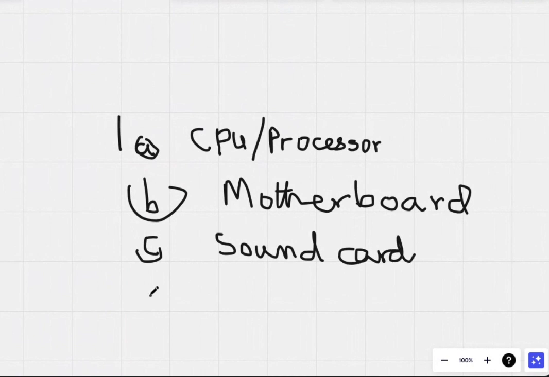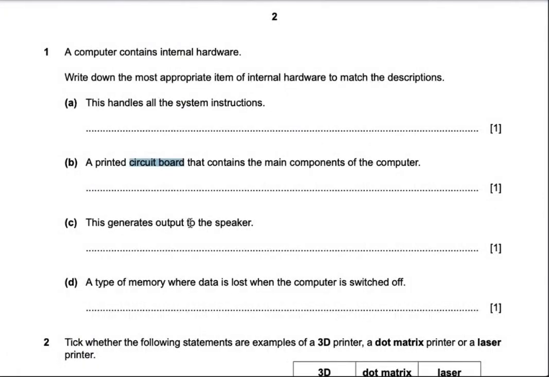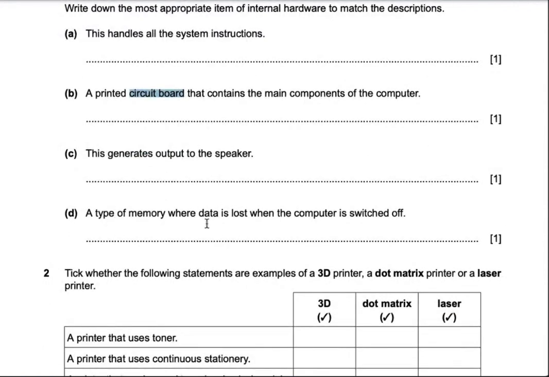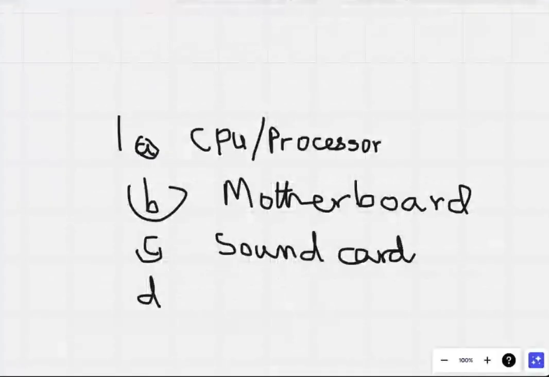Okay, D, quickly. D is a type of memory where data is lost when the computer is switched off. That's random access memory, RAM.